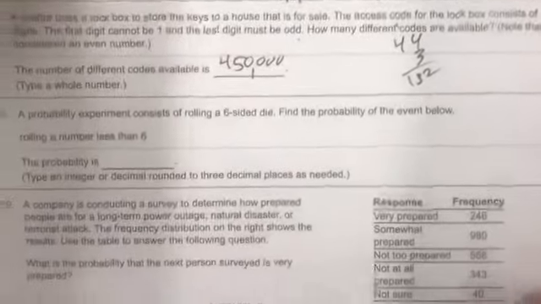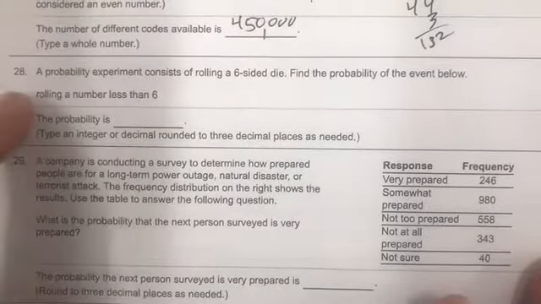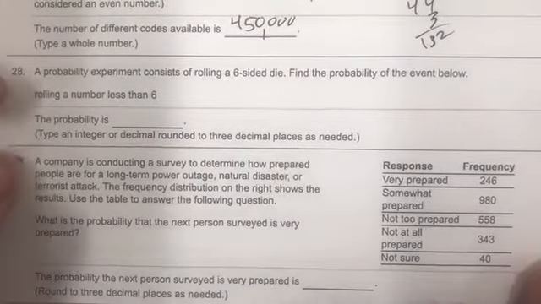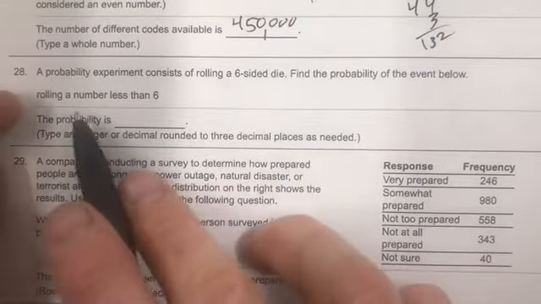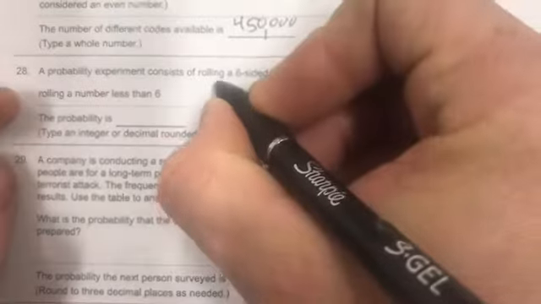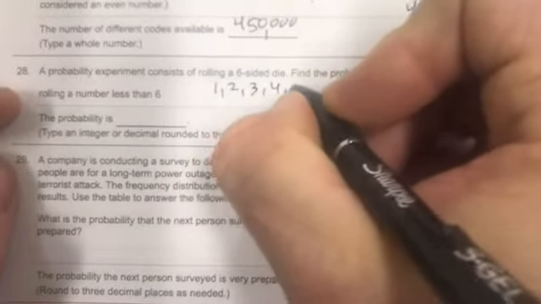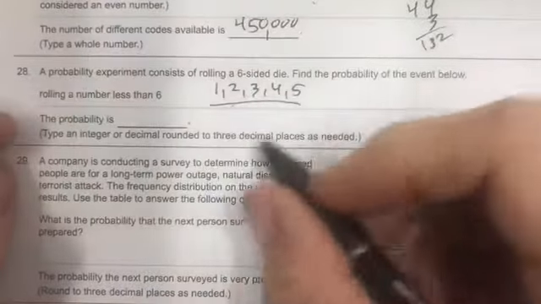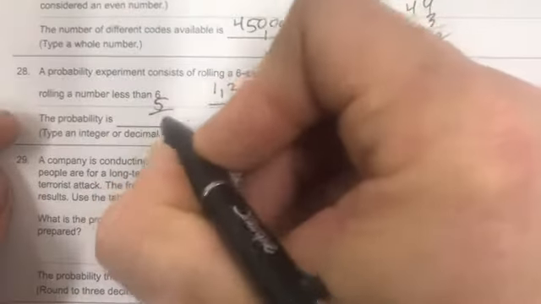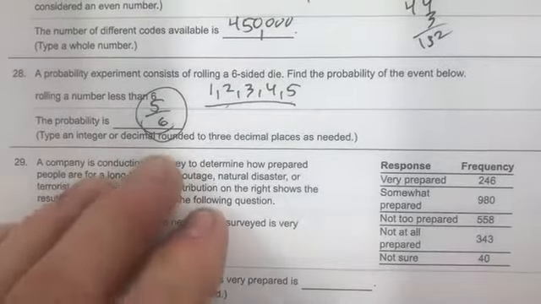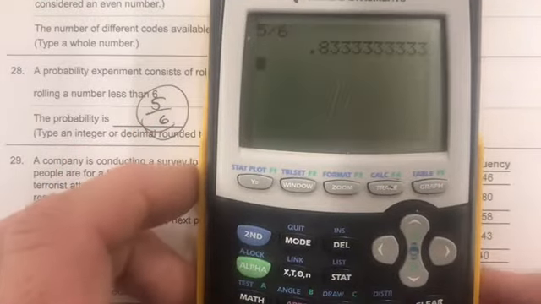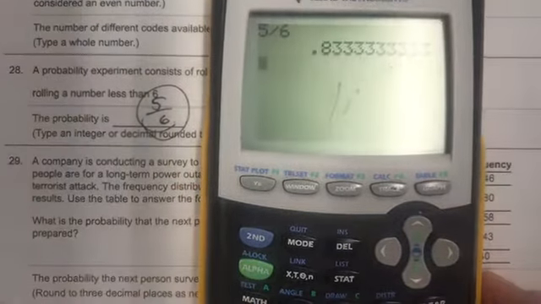Okay. All right, what about 28 here? A probability experiment consists of rolling a 6-sided die. Find the probability of the event below: rolling a number less than 6. All right, 1, 2, 3, 4, or 5. These are all less than 6. There's 5 of those out of 6 total. There's my probability. It says do it as a decimal. All right, so I just got to do 5 divided by 6, and I get 0.833.